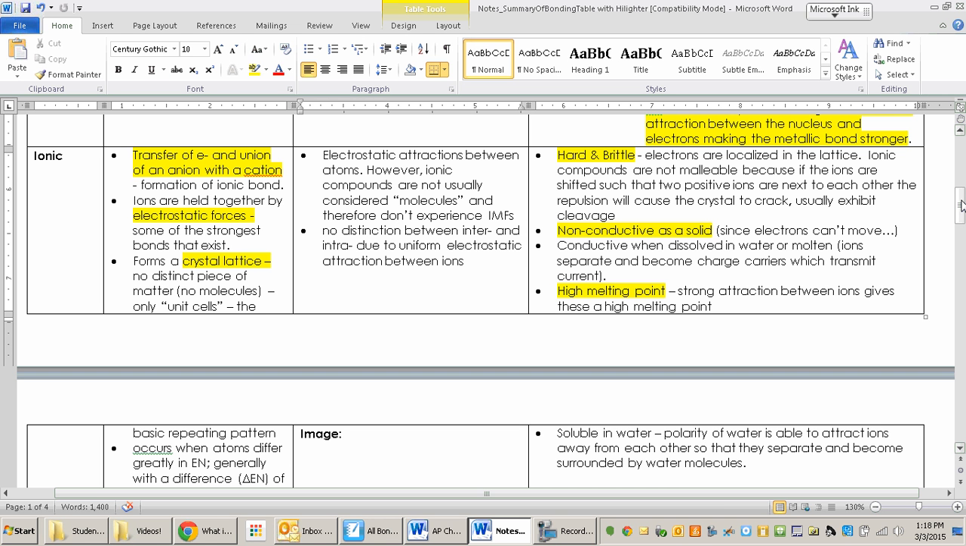Over here, hard and brittle. Brittle means that if I take my huge salt crystal and throw it on the ground, it would shatter, but it would still have its cubic shape. What happens is it shatters along fracture lines, along the crystalline lattice. But it's brittle because I can actually force that to happen.